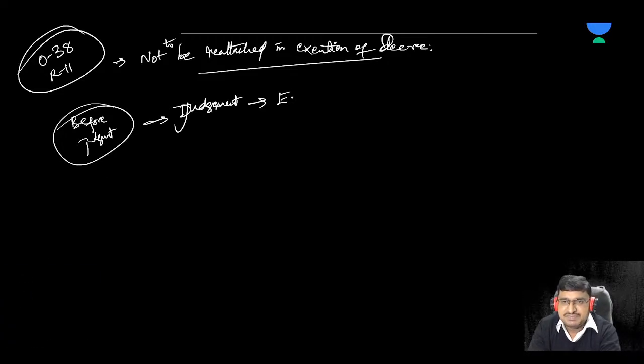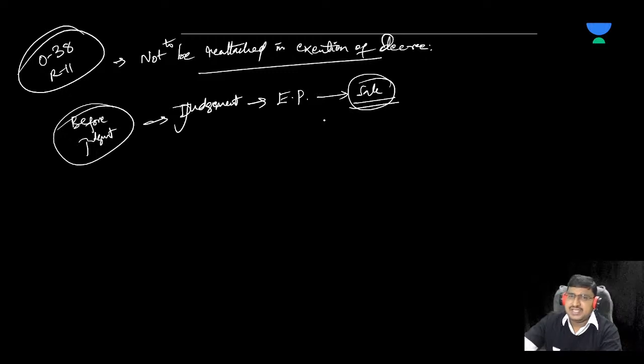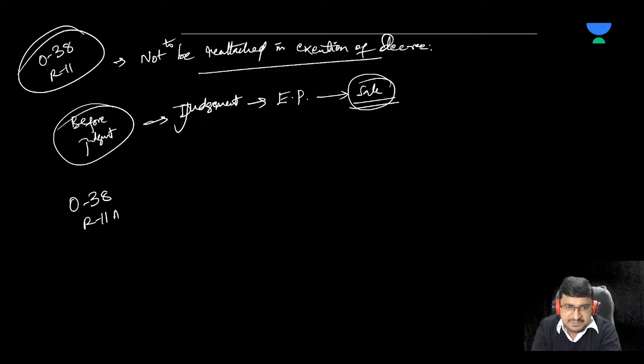After judgment, EP, an execution petition, is filed. In execution, there is no necessity to reattach the property. It may go for proclamation on sale, or it may go for sale. There is no necessity for reattachment of the same property in execution proceedings. Not to be reattached in execution of a decree is stated under Order 38, Rule 11, friends.